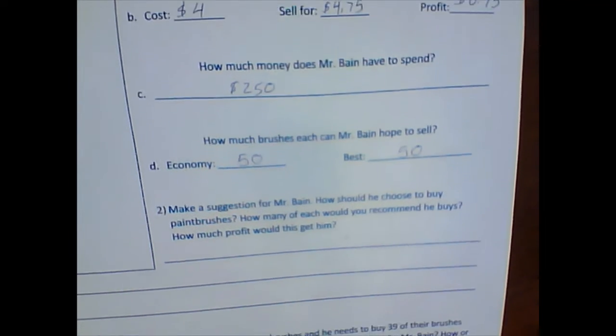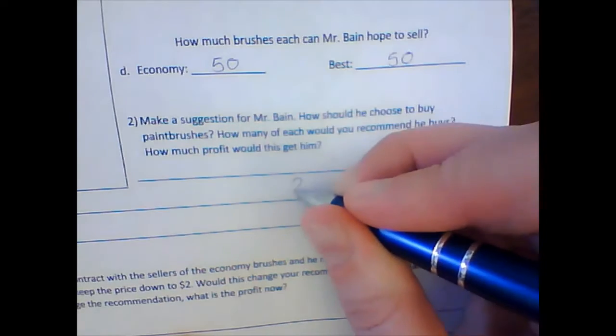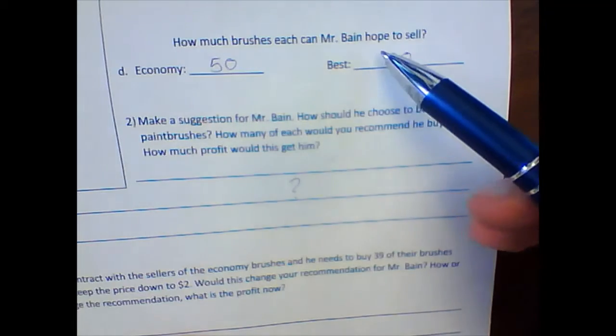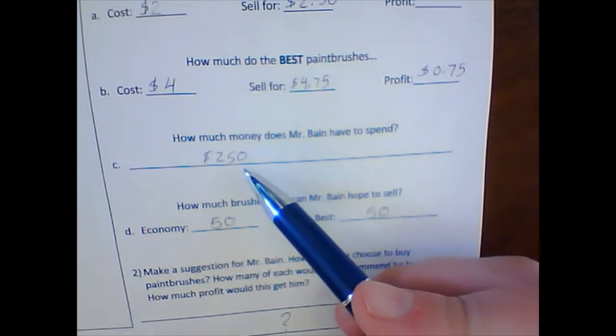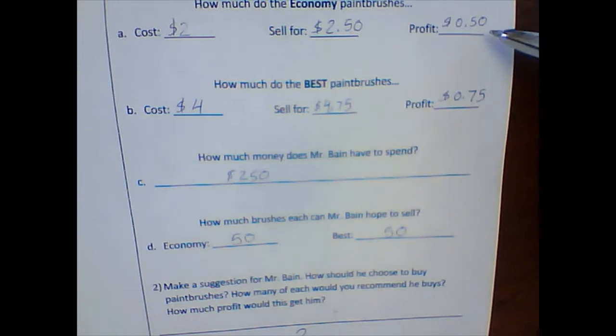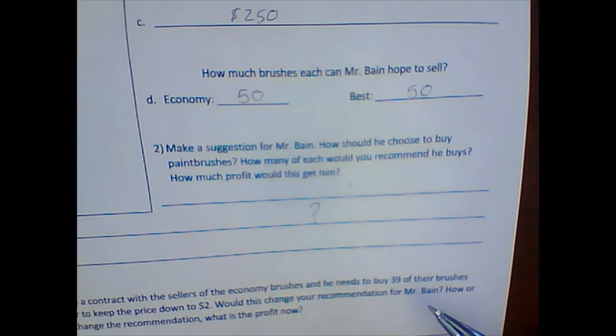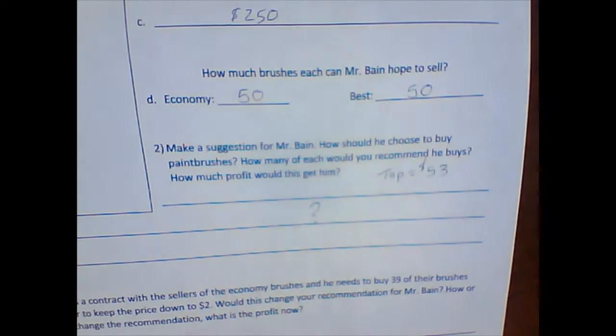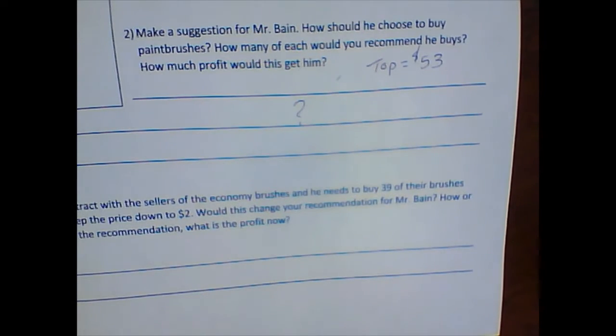Okay? But he doesn't want to just buy all economy or all best, because if he bought all economy with this $250, he'd have more than 50, and he can't sell more than 50. So the question is, what combination of these economy and best brushes with his $250 should he buy? What will get him the most money? Remember that each economy brush he buys is 50 cents profit, and each best brush he buys is 75 cents of profit. The best he can get is $53 out of these paintbrushes. So your job is to see if you can get that. Good luck.